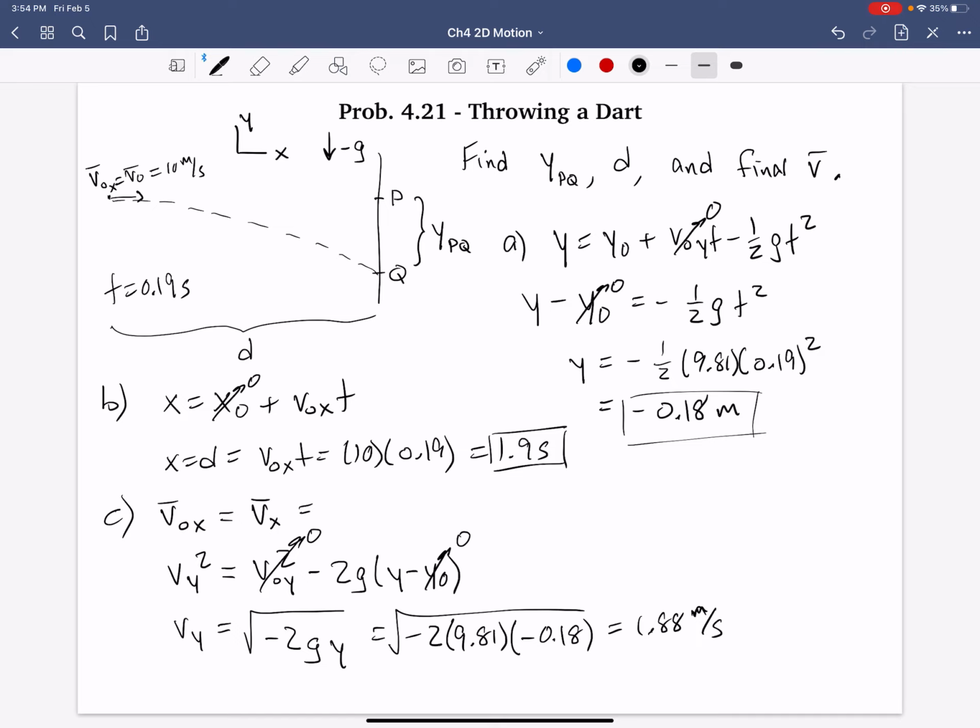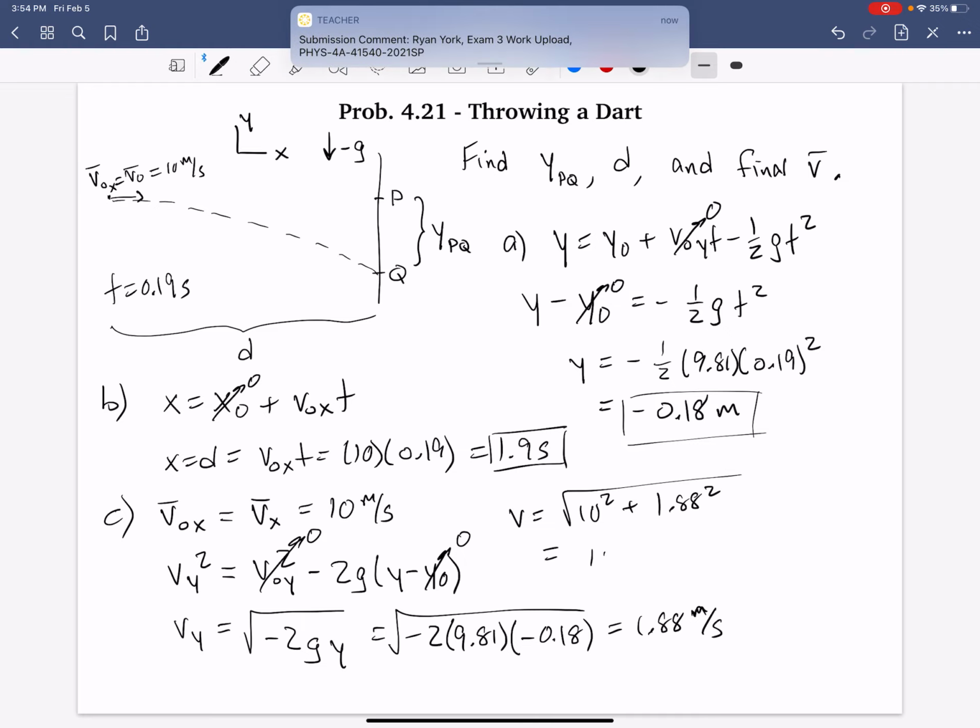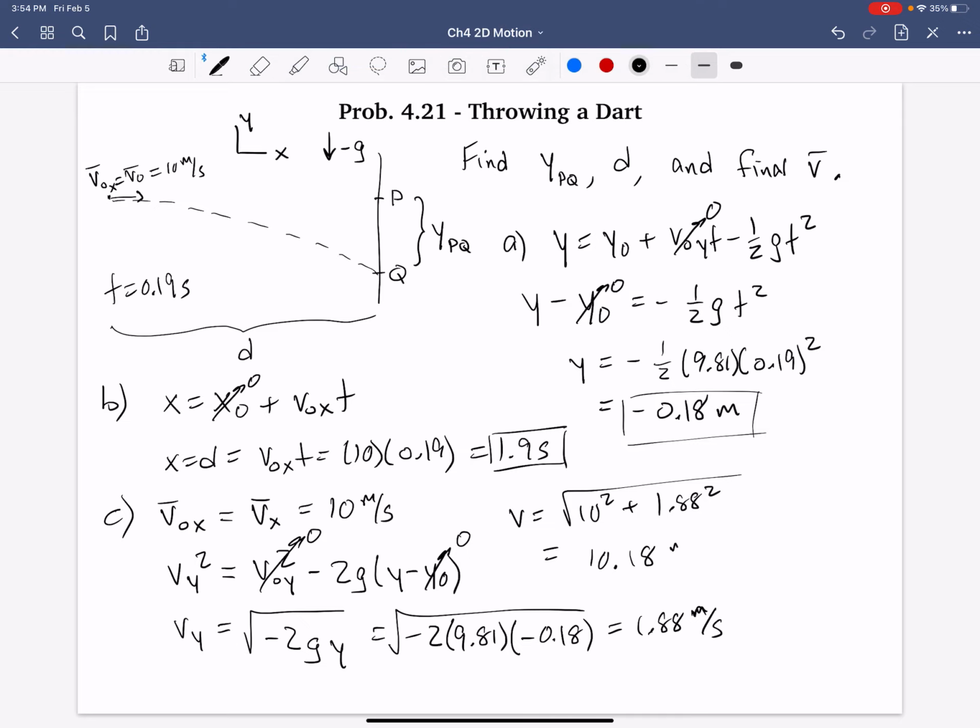I failed to write down the actual value. We have the x component. Now find v. So we have the square root of 10 squared plus 1.88 squared, and we should get, what did I get earlier, 10.18 meters per second as the final speed.